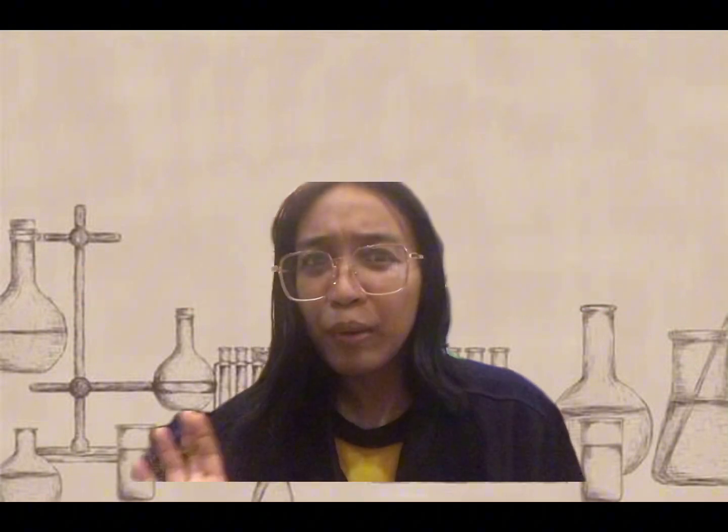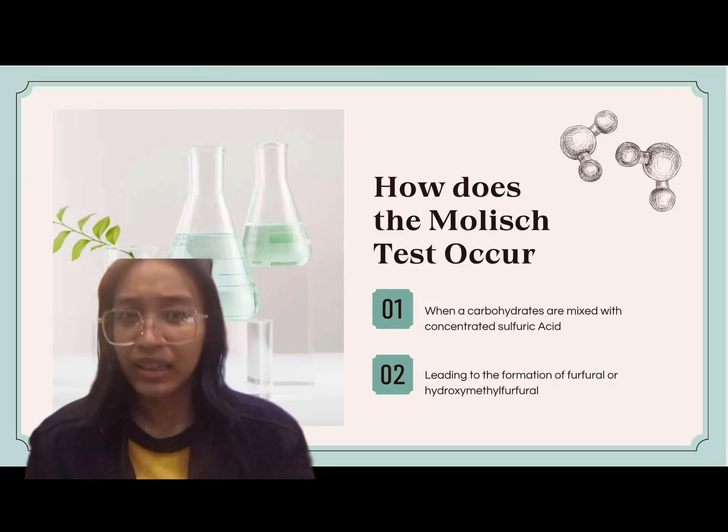So, the principle behind this test relies on the ability of sulfuric acid to dehydrate carbohydrates, converting pentoses into furfural and hexoses into hydroxymethylfurfural. These products then undergo a condensation reaction with alpha-naphthol, resulting in the formation of a violet or purple colored complex. So, secondly, how does the Molisch test occur?